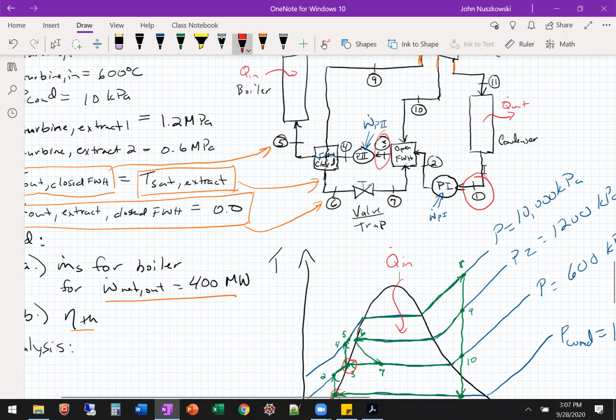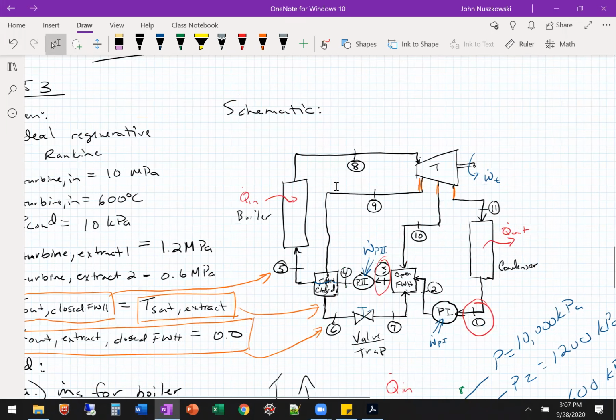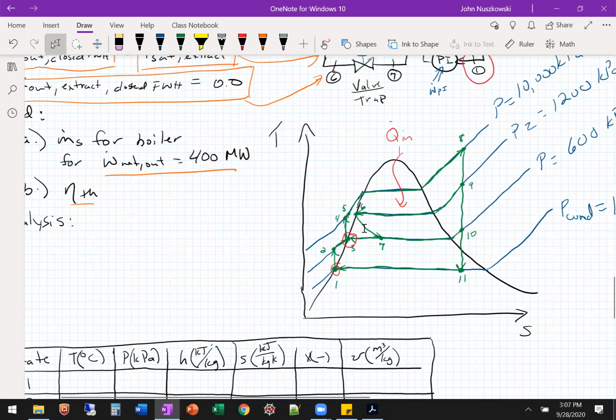And 8 takes us to the turbine, so we can expand isentropically. It's an isentropic turbine. We don't have any isentropic efficiencies. All the way through the turbine, 8, 9, 10, 11, and we have constant entropy. We get down to that condenser pressure. That's at that vacuum pressure, right? It's only 10 kPa.